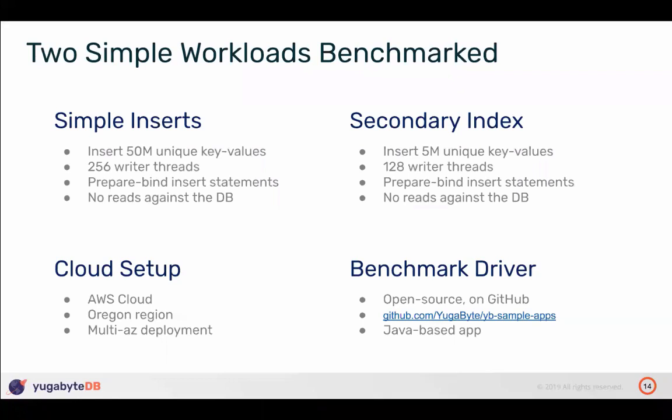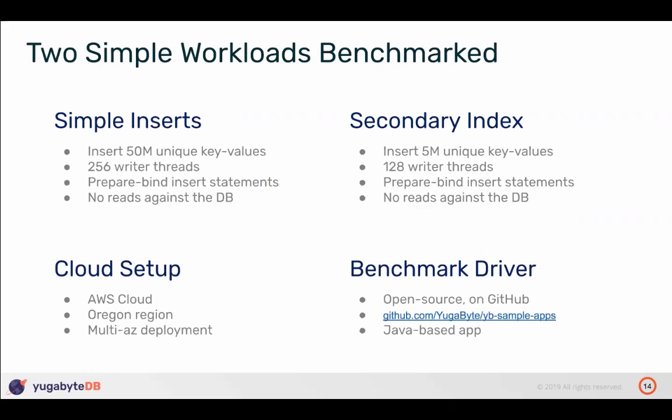So the secondary index workload is also an insert only workload. It inserts the same key values, but in this case, the table has an index on the value. So it'll allow you to query by both the key and the value. You can do both types of queries efficiently. And we used 128 writer threads, and it's prepare bind and no reads once again.